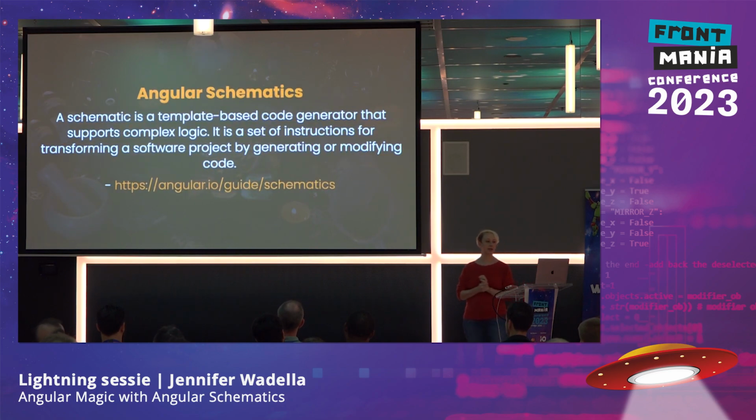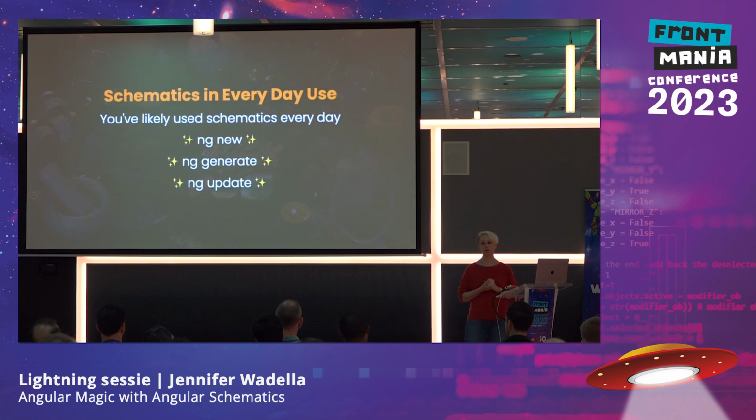So when we talk about Angular schematics, this is the definition from Angular. A schematic is a template-based code generator that supports complex logic. It is a set of instructions for transforming a software project by generating or modifying code. Hopefully this concept feels a little familiar to you because as an Angular developer, you've used schematics every day in your development process. Every time you run ng new, that is a schematic under the hood that the Angular team has built. That's what's generating all your files.